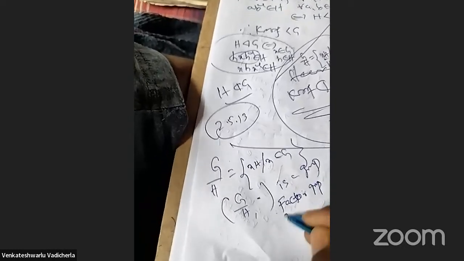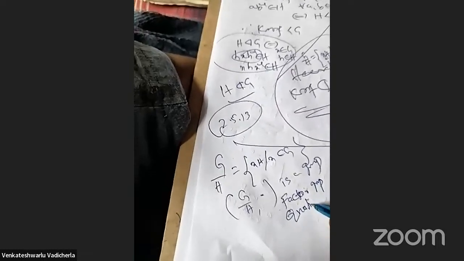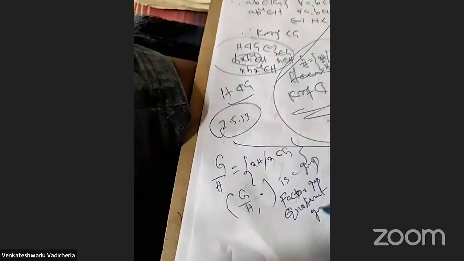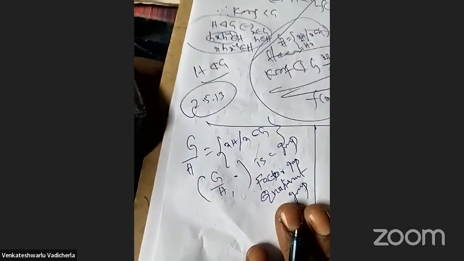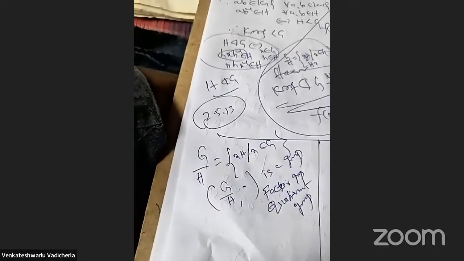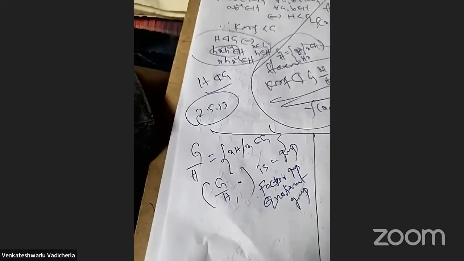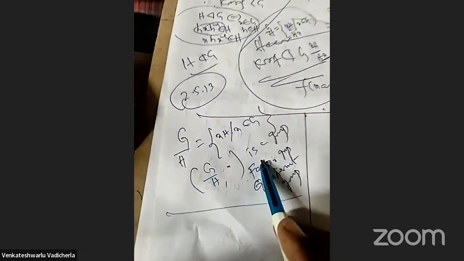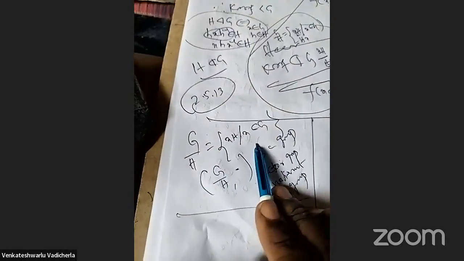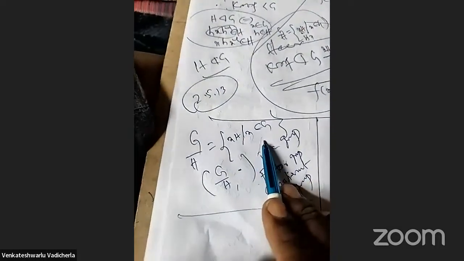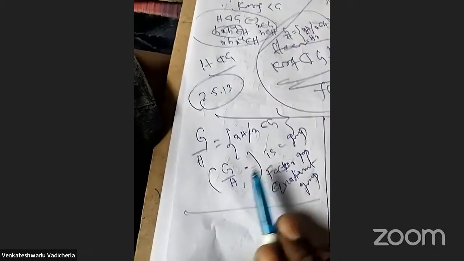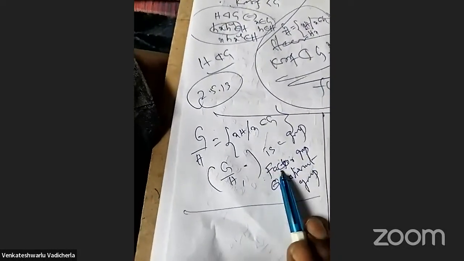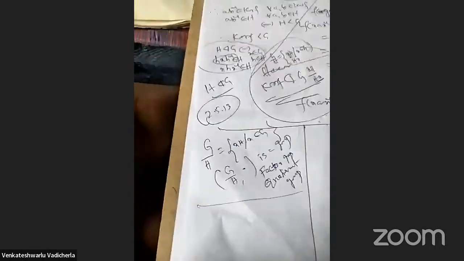This group is called a factor group or quotient group. We define it using left cosets or right cosets. This is the topic, already covered in BSc. G by H is the set of all left cosets xH such that x belongs to G, or right cosets Hx. Therefore G by H with multiplication is a group, called a factor group or quotient group. The same topic appears in question 2.5.13.